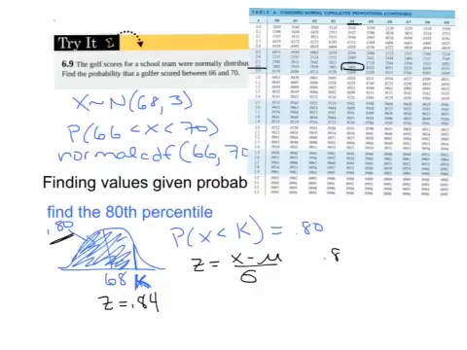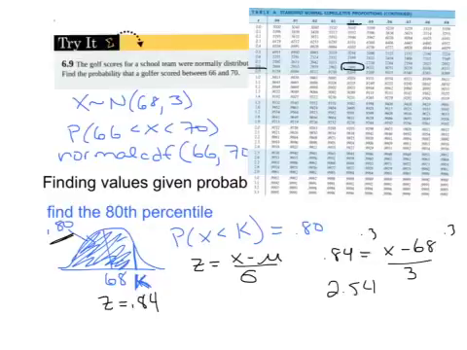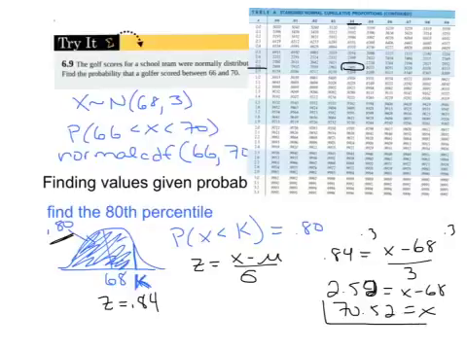So if I know that I have 0.84, I can find x with my mean of 68, standard deviation of 3. I'm going to take and multiply both sides by 3. And I have 2.552, equals x minus 68. Add 68, and I get 70.52 is my x. So the actual value that's the 80th percentile is 70.52. In the words of this particular problem, you can't have a golf score of 70.52. So we would say it's about 70 or 71.